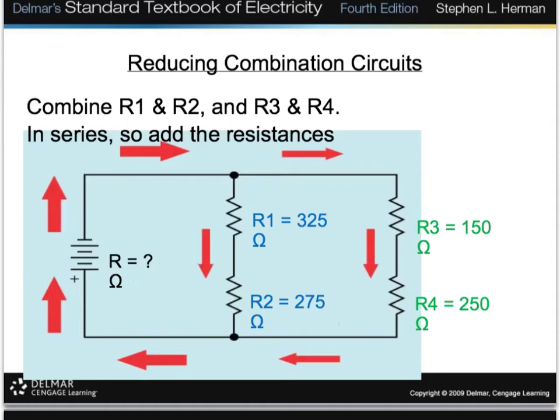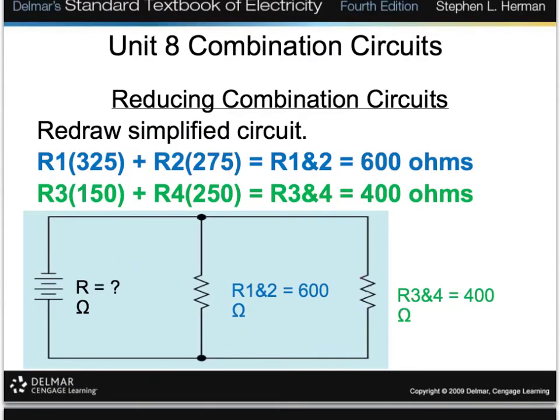Since they're in series, the way you find the series resistance is you add the two resistances. So we're going to add 325 and 275, and that's going to give us the equivalent resistance for these two together. And then we're going to add 150 and 250, and that's going to give us the equivalent resistance for these two together. So R1 and R2 together will be 600 ohms. That's the 325 plus the 275. R3 and R4 together will be 400 ohms. That's our 150 ohms and our 250 ohms, which is 400 ohms.